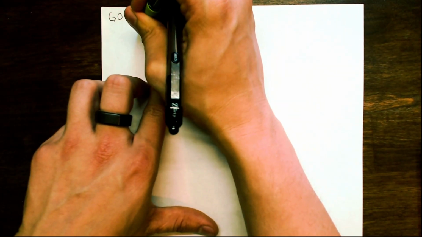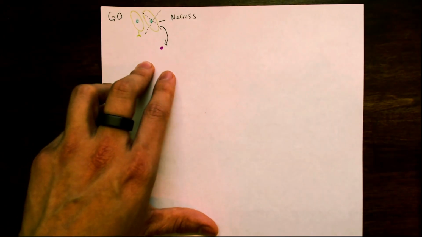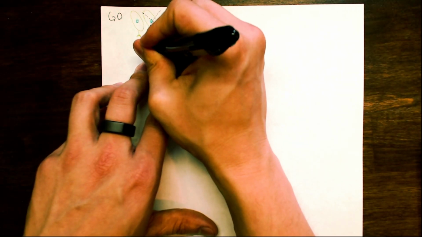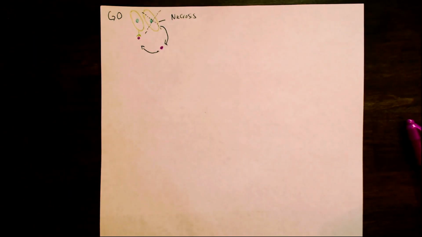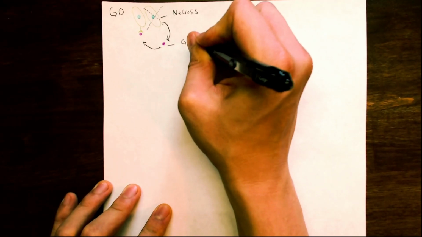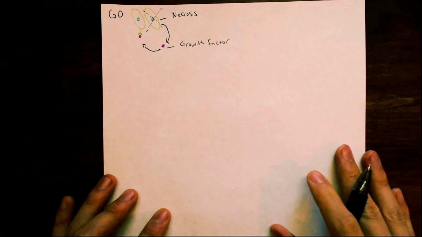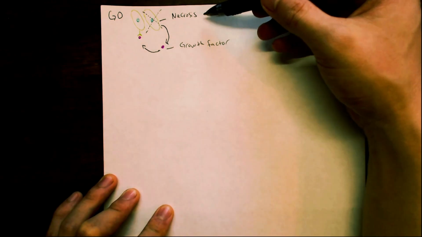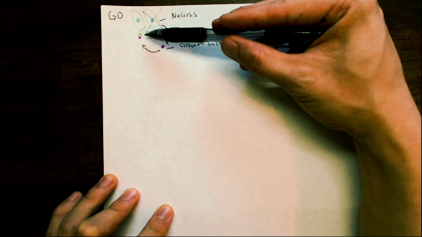And this surviving cell happens to have receptor sites on its surface for growth factors. So those growth factors will bind to that receptor site on that cell. So let's label this growth factor. This cell dies, releases growth factors, which bind to the receptor site on the neighboring cell.